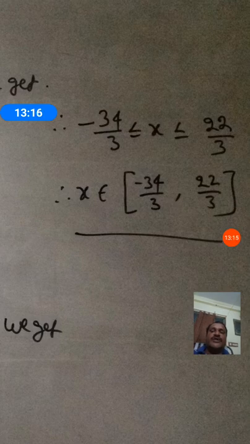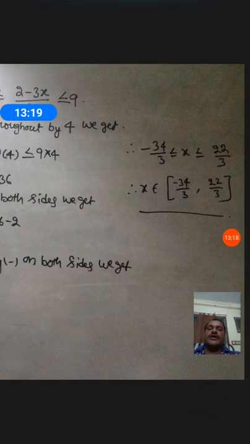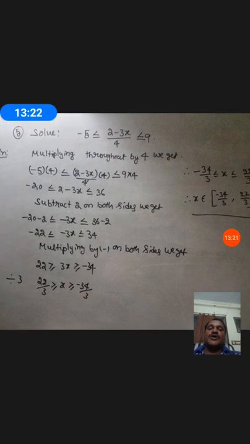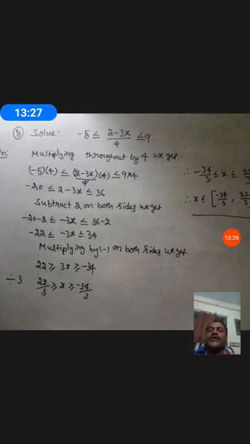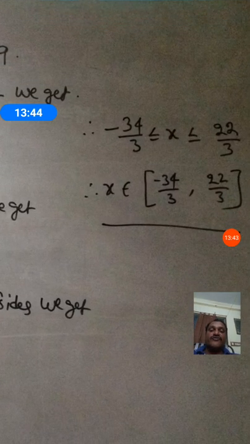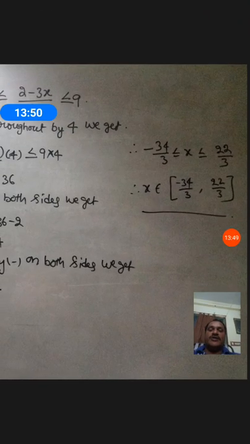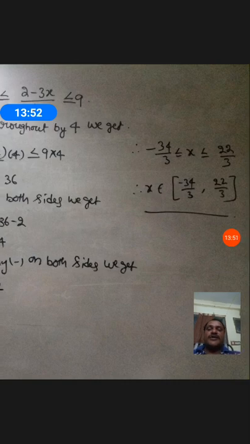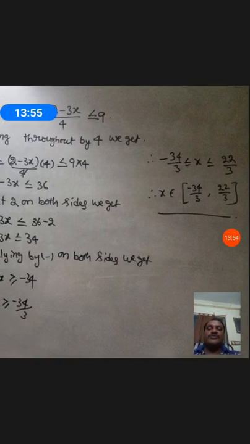In this way, we can solve these inequalities problems. This is a problem which is having two inequalities. One is minus 5 lesser than or equal to (2 minus 3x) by 4, and another one you have here (2 minus 3x) by 4 lesser than or equal to 9. Now both clubbing together, we have got the solution as x belongs to minus 34 by 3 comma 22 by 3. That's very good. Like that, we have different kinds of problems in inequalities.